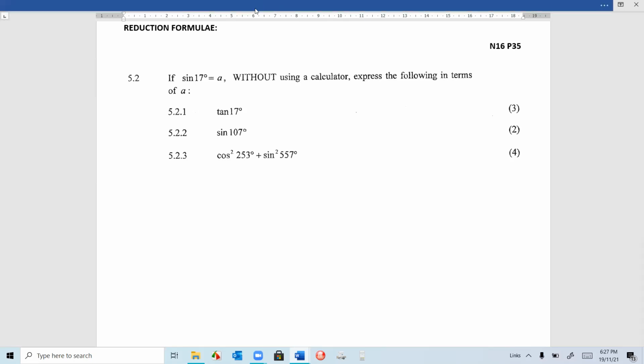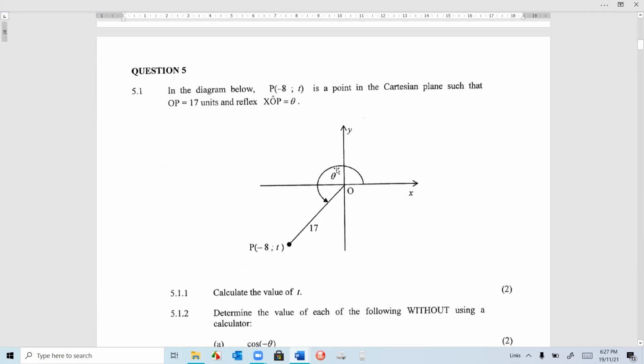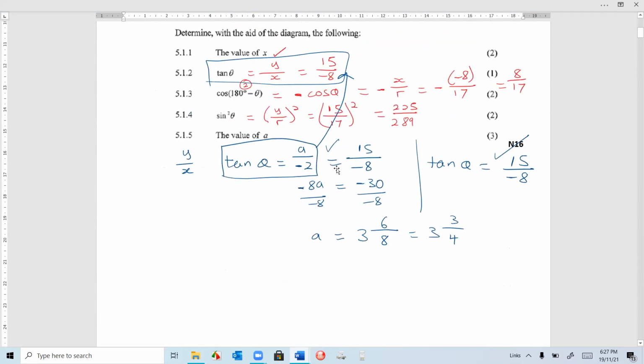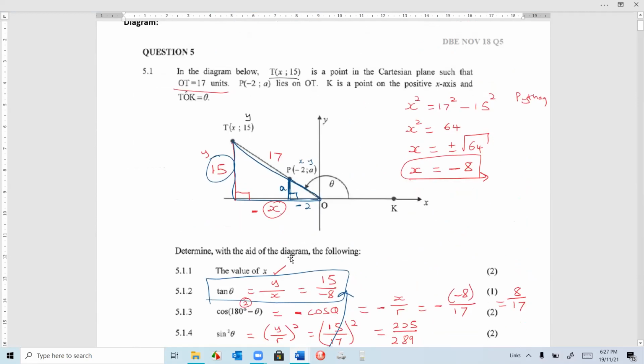Oh, sorry, sir. For the section above, sir, when they say without the use of a calculator, so you must use the y, x, and the x r stuff, sir. Yes, they're going to say, look at the question, with the aid of a diagram. So when they're talking about a diagram, you're using the triangle with its 3 sides. Okay, does that make sense to you? Yes, sir.